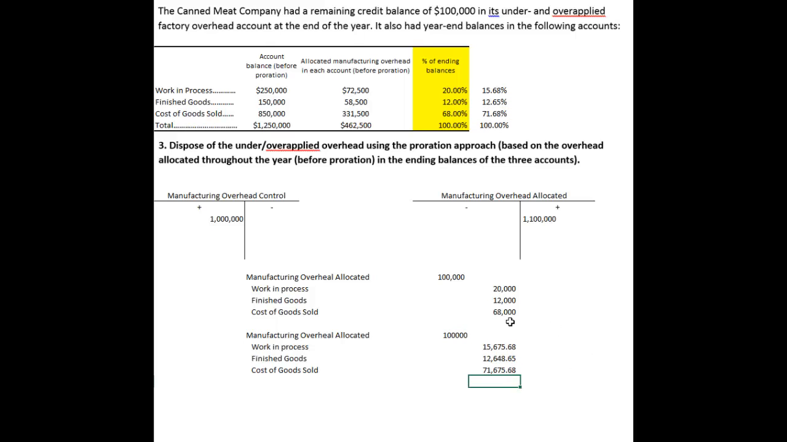And so you can see it is different, right? I mean, look at the amount that went to work in process was 20,000 up here, and now it's like 15,000. So we're only talking $100,000 here. If we're talking several million dollars, that is certainly enough to be considered a material amount, which is why this last method would be considered the most appropriate.